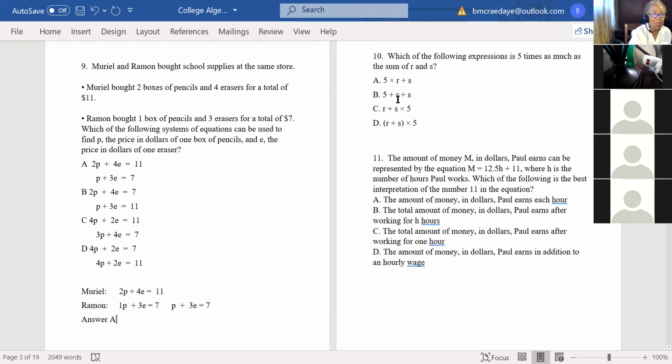S times the 5, and then you add the R, but that's not what it's saying. It says 5 times as much as the sum of R and S, which means you've got to put the R plus S in parentheses, do the sum first, and then multiply by 5 times as much. So the answer is D.